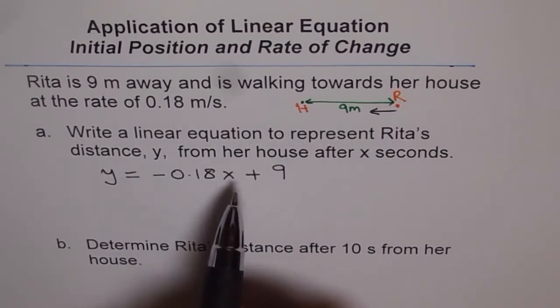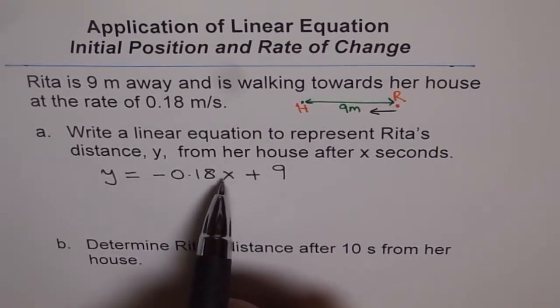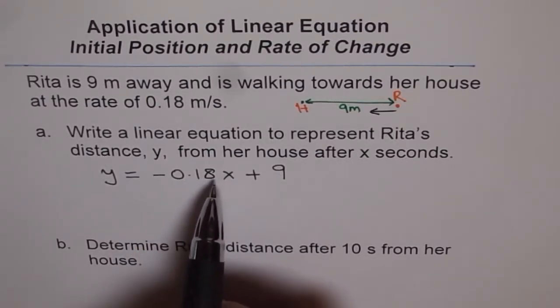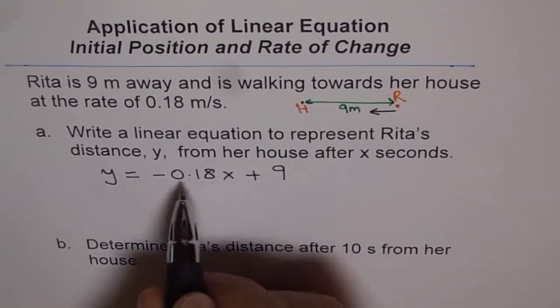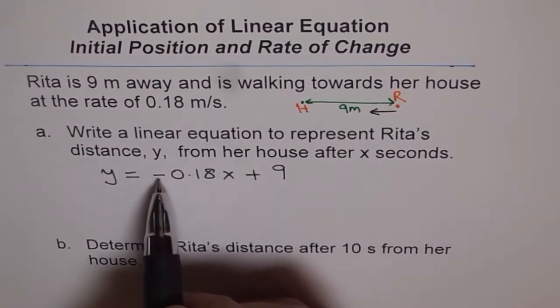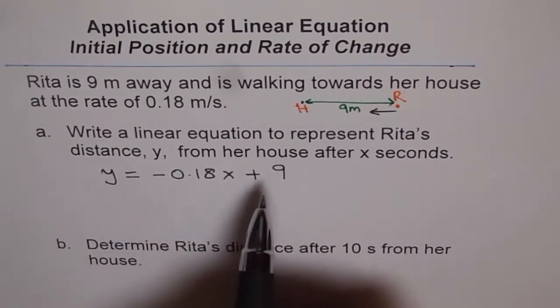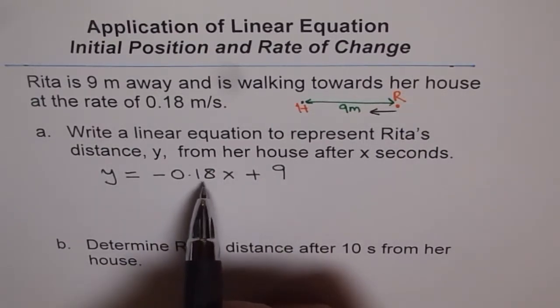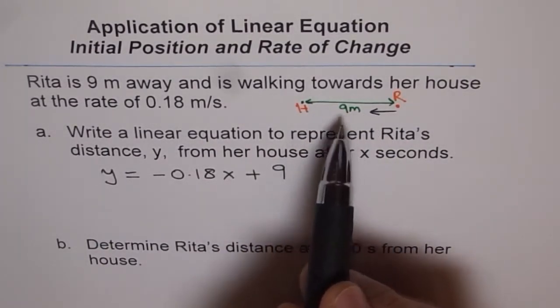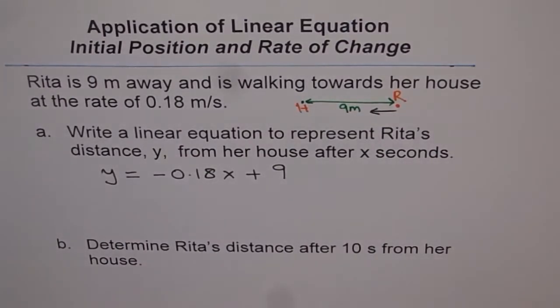Do you see that? If there are 2 seconds, then the distance will be decreased by 0.18 times 2. If there are 5 seconds, distance will decrease by 0.18 times 5. Do you see it makes sense, right? So when you multiply the speed with time, you get distance, and negative means lesser distance, correct? So 9 take away that distance shows Rita is approaching the house and the distance between Rita and the house is decreasing. So that is what I want to explain.